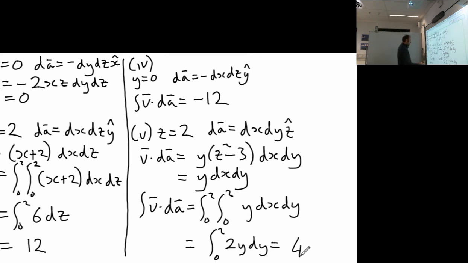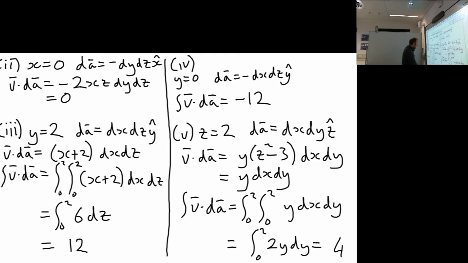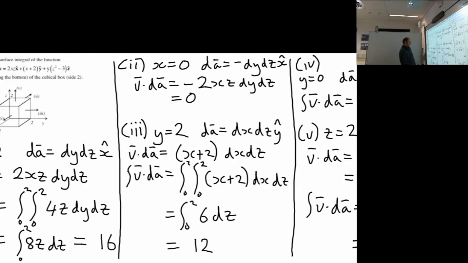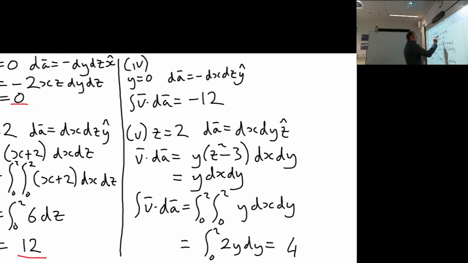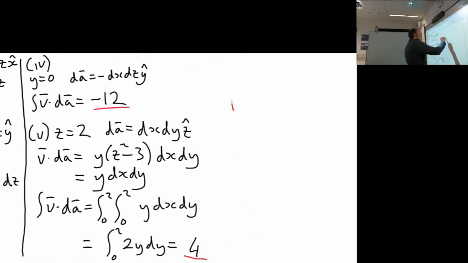So now, what is our solution? Well, what we must do is add up all the parts. So we have 16 plus 0 plus 12, so 28. Plus minus 12, so back down to 16. And 16 plus 4. So here we go, and our answer is 20.